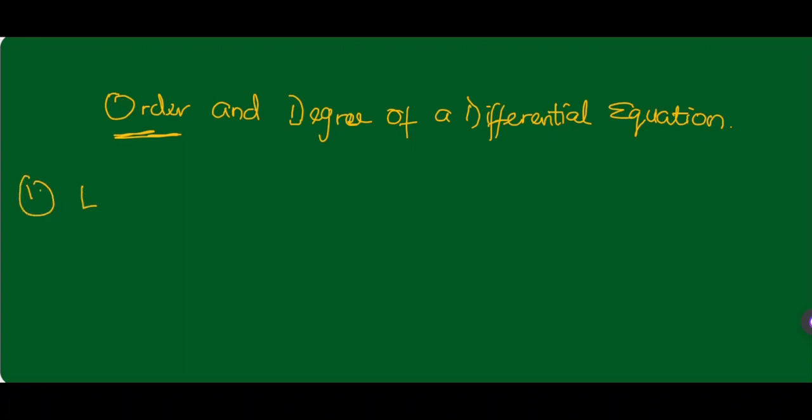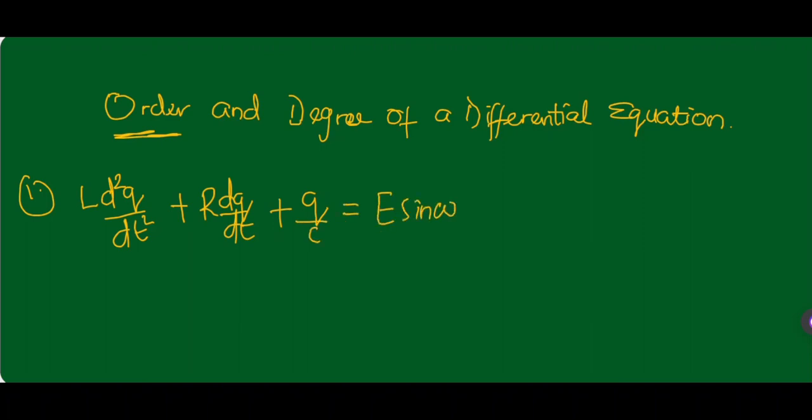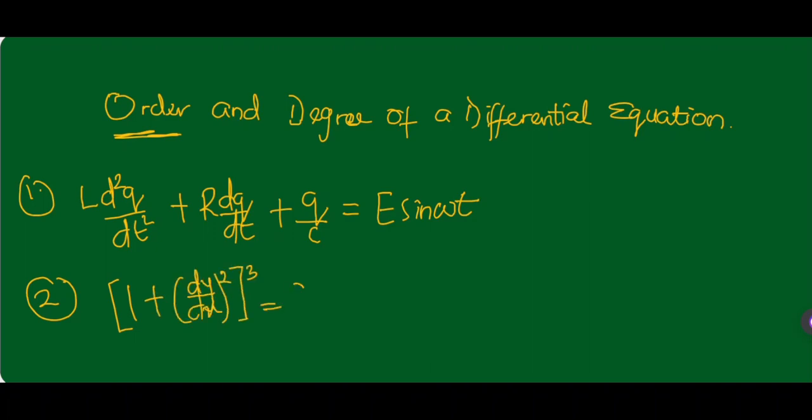So we have L d squared q/dt squared plus R dq/dt plus q/C is equal to E sine omega t. So let's take a second one. (1 plus (dy/dx) squared) raised to power 3 is equal to (d squared y/dx squared) all squared.